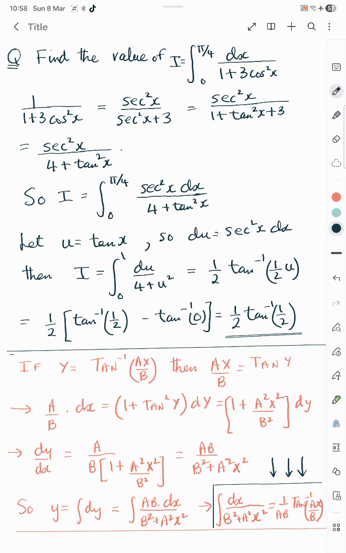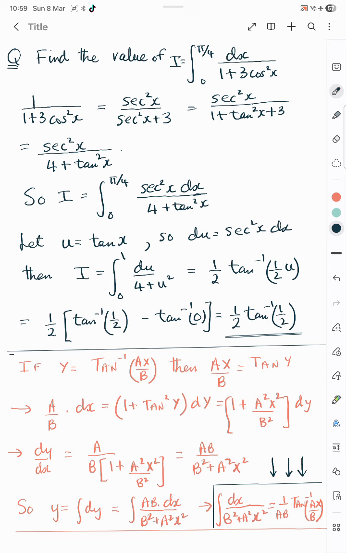Now we have to work out the integral between 0 and pi upon 4 of sec squared x dx over 4 plus tan squared x. And it seems reasonably obvious now that the substitution to use is to replace tan x by u. So du equals sec squared x dx, and then the integral easily transforms to the integral of du over 4 plus u squared. The limits, of course, have changed, because when x is pi upon 4, tan pi upon 4 is 1, so u is 1, that's the top limit, and in the same way the bottom limit will be 0.